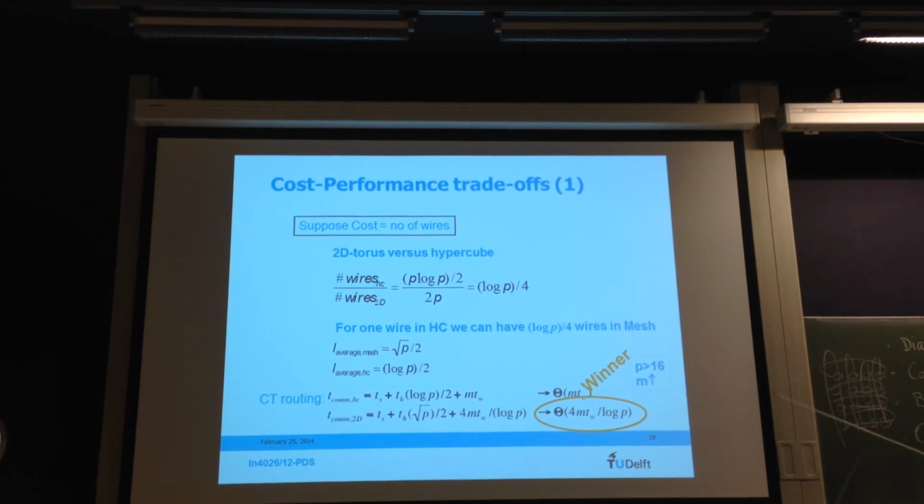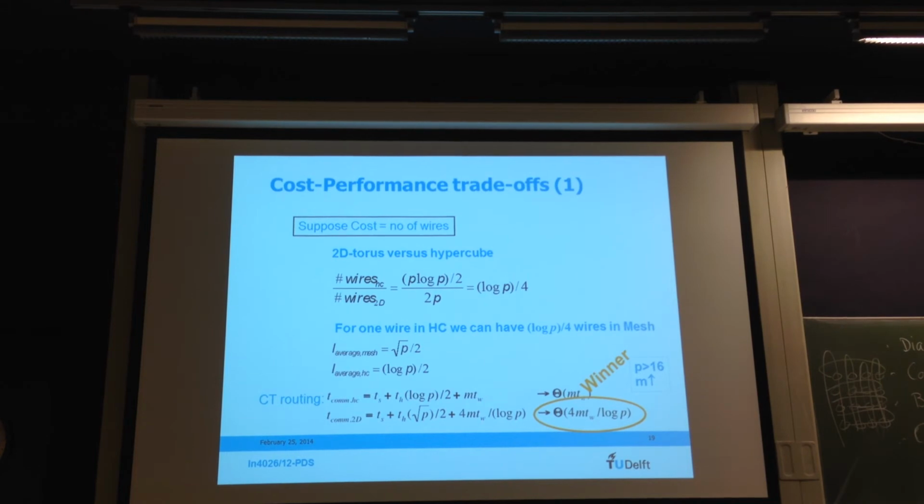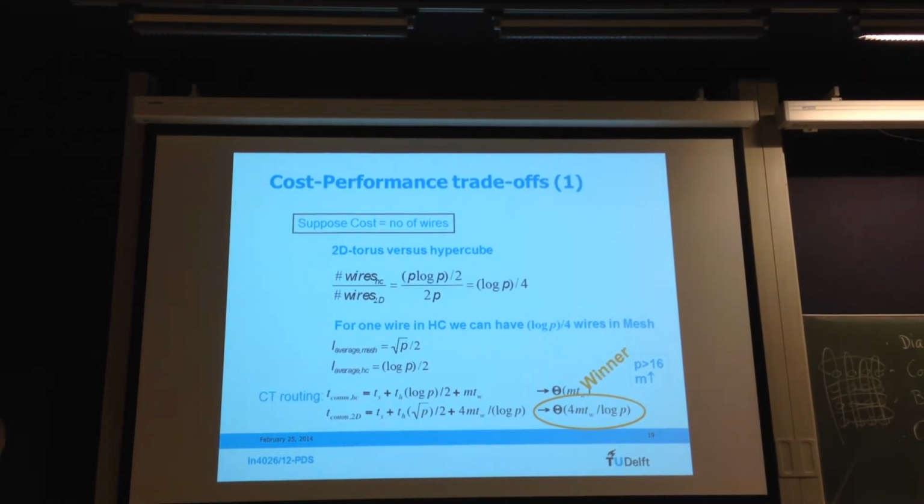If M is large and P is larger than 16, say, we can conclude, to our surprise, that our mesh with cut-through routing is more cost-effective in terms of communication cost, which is contradictory to what you would expect, right? So the choice for the torus is not such a bad choice after all, compared to the hypercube. All these advantages of the hypercube kind of disappear if we take this model.